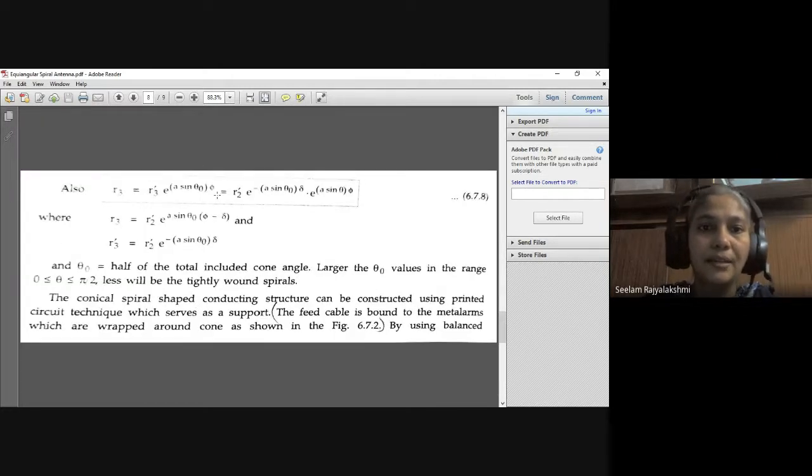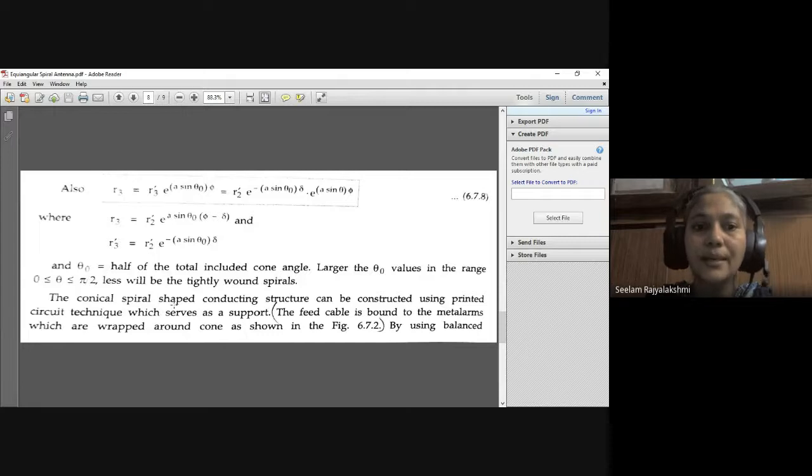So this is the R3 value. R3 equals R2 dash e power a sin theta naught into phi minus delta, and R3 dash equals R2 dash into e power minus a sin theta naught into delta, and theta naught is half of the total included cone angle. If we consider theta values in the range less than or equal to pi by 2 and greater than 0, we can observe the spiral will be less tightly wound.